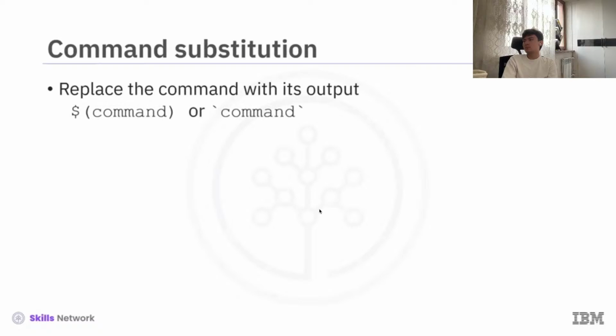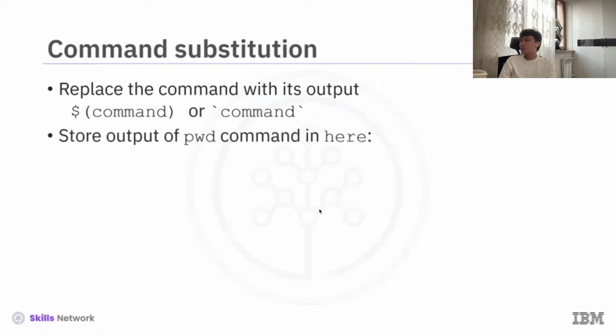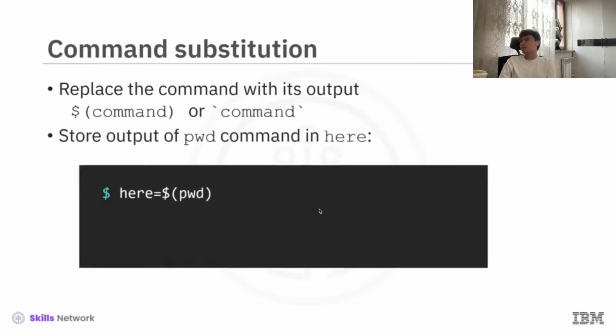There are 2 equivalent notations. In the first, the command is encapsulated by parentheses with a $ sign out front, while in the second, the command is encapsulated with backticks, also known as backquotes. Let's say you want to store the current directory path in a variable called here. You can use command substitution on the pwd or present working directory command to capture its output and assign it to the variable here. And indeed, echoing its value returns the current directory.